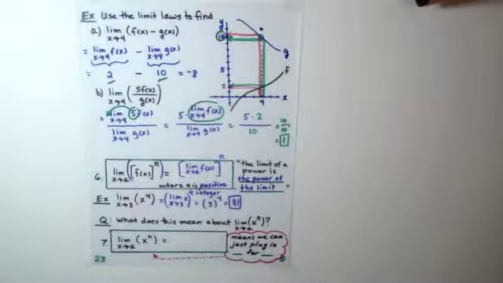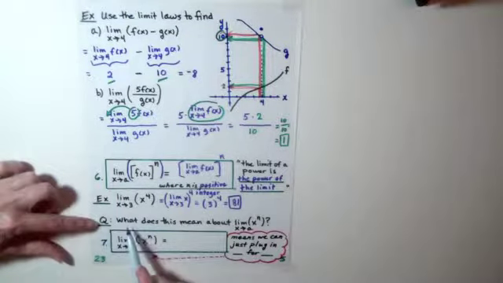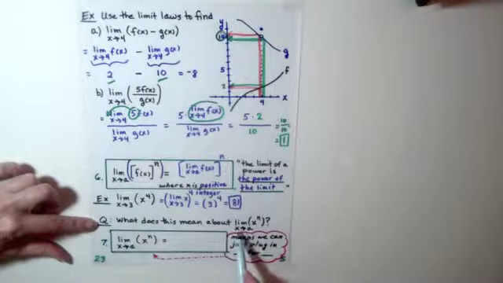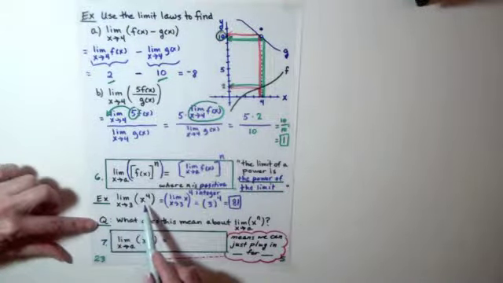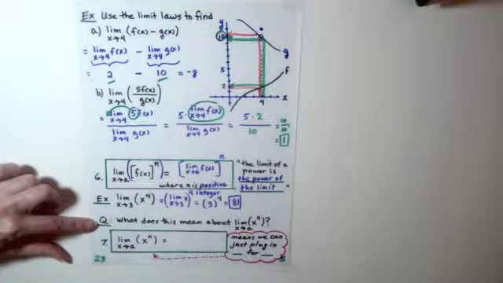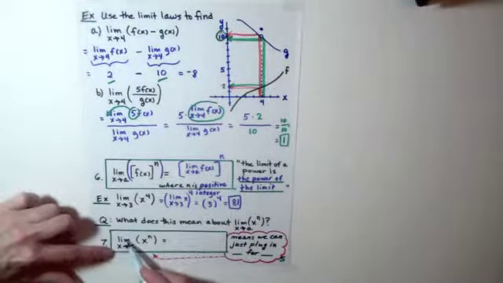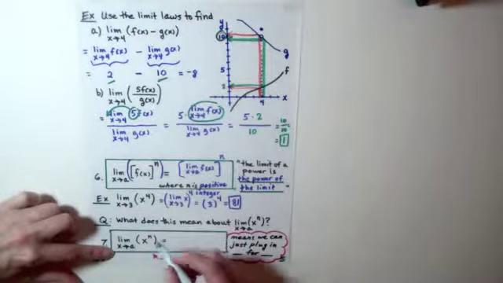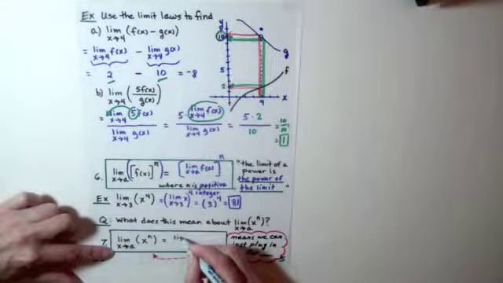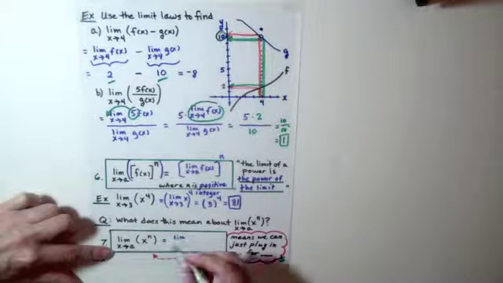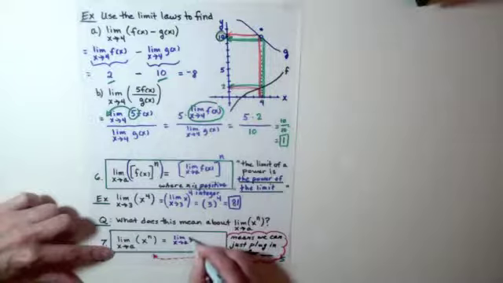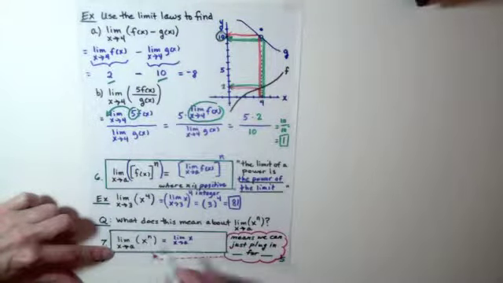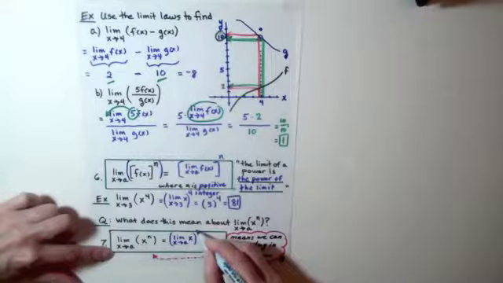A little side question that turns out to be very handy is the following. What does this mean about the limit as x approaches a of x to the n? That's the type of problem we just did, where our n was equal to the number 4. Well, it is a power limit, so the limit of a power would be the same as the power of the limit, so that would be the limit as x approaches a of x, that's our function in this case, all raised to the nth power.